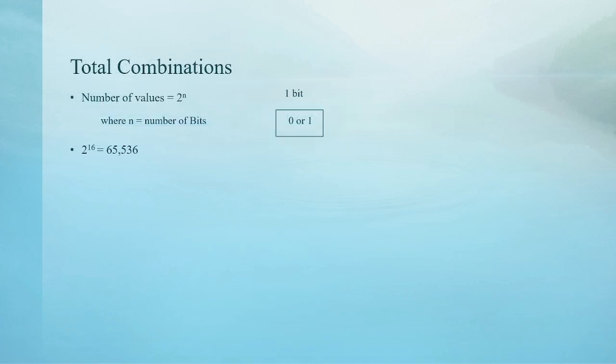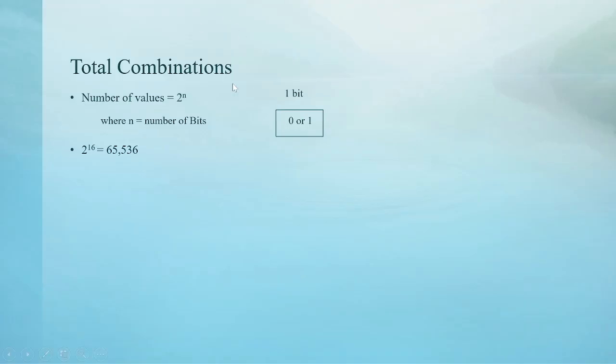Next is total combinations. In the previous video, we learned that the total number of possible values is calculated using the formula 2 raised to n. How? Like 0 is 1 bit, and 1 is 1 bit. So these are the only two binary digits that a computer can understand.